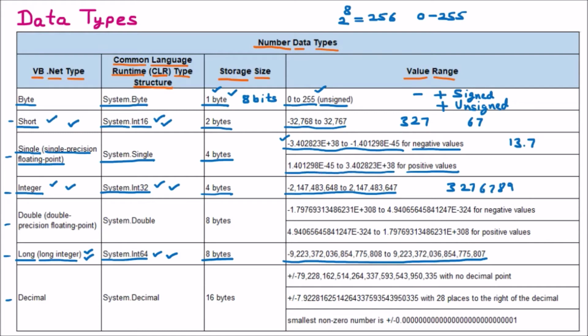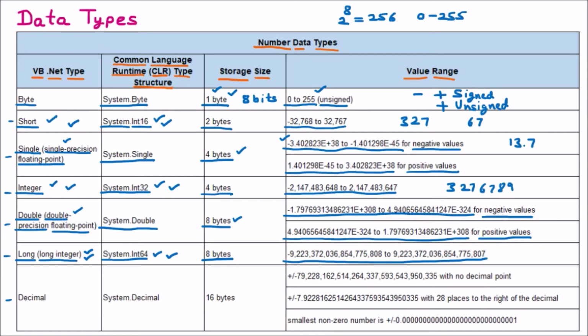In the same category, the next is double. It says double precision floating point. Just like single is single precision, double is double precision. In the CLR, it is available as System.Double, and you can see that single was 4 bytes and double is 8 bytes. So 8 bytes means it will provide you more range. In the negative values it has a bigger range, in the negative as well as the positive. If you talk about only positive values, then again it has the bigger range. So these are the different categories which are defined.